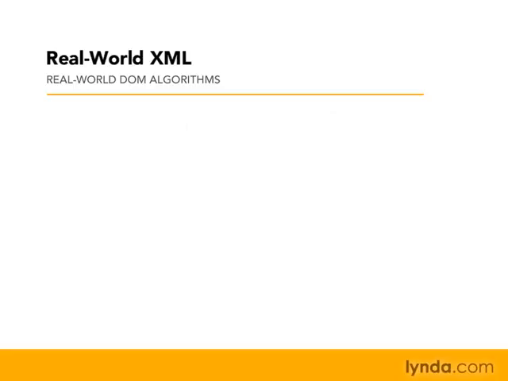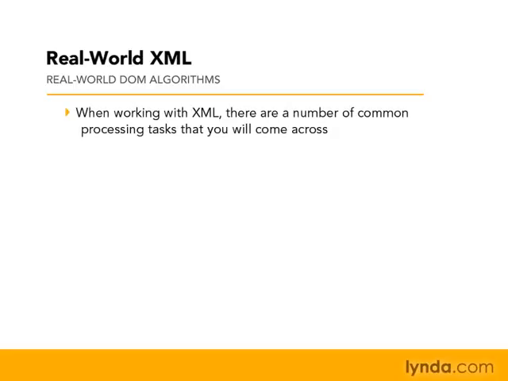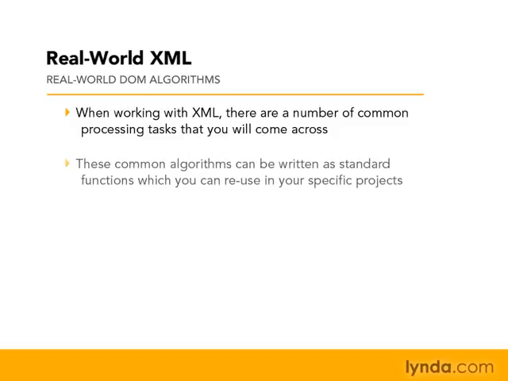So as I was saying, when working with XML, there's a number of common processing tasks that you're going to have to perform, and you'll come across these fairly regularly. And there are some common algorithms that can be written as some standard functions which you can reuse in your specific projects. So I've got a few here. I'm going to provide about a half dozen of these, and the code I'm going to show you is code that you can just take and reuse in your own projects.